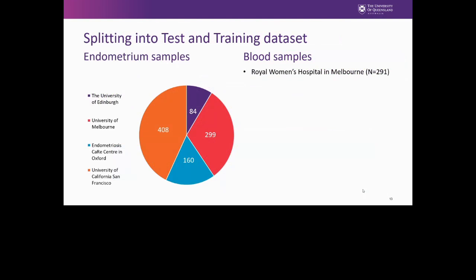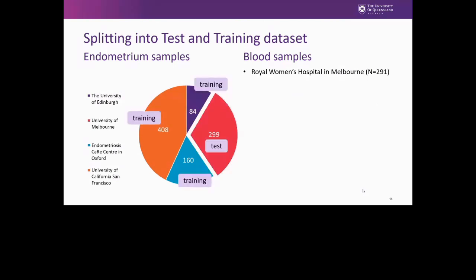So ideally, in order to properly evaluate my methylation profile score, our test and training data should be coming from independent cohorts. And so what I did for endometrium tissue samples is I split my samples into test and training based on which cohort those samples came from. Samples coming from Edinburgh, Oxford, and San Francisco are all categorized under the training dataset. And then samples coming from Melbourne are categorized under the test dataset.